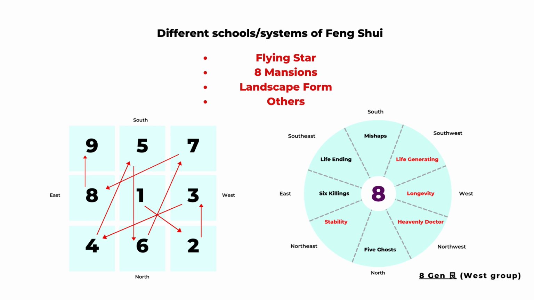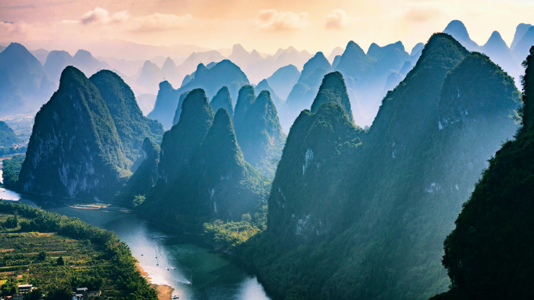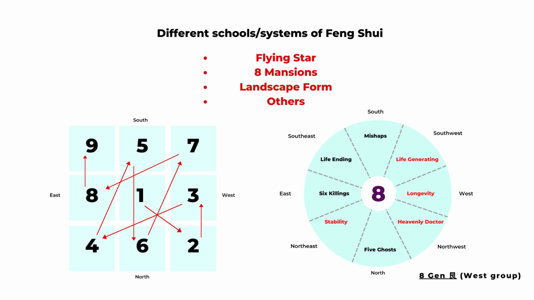If you want to learn Feng Shui, there are also many different schools. On my channel, we talk about Flying Star Feng Shui. Or maybe you are more interested in Bazhai, the 8 Mansions Feng Shui. Or maybe you are interested in the landform, the landscape, and the shape of the mountains and rivers affecting your house. Or there are many other different Feng Shui styles. Some are more modern, some are more simplified, but the basic theories are the same.